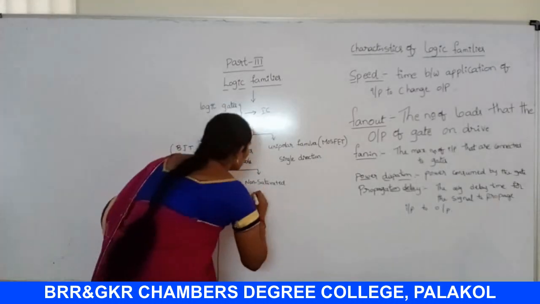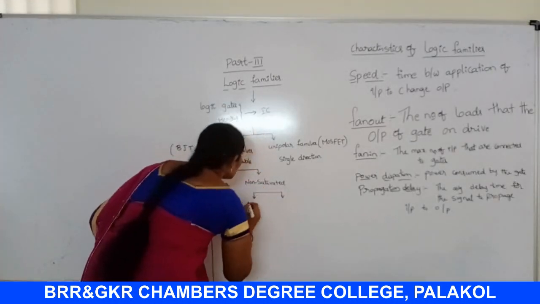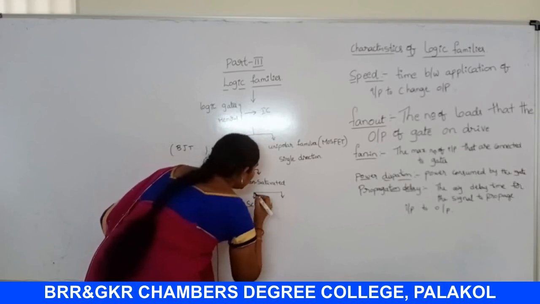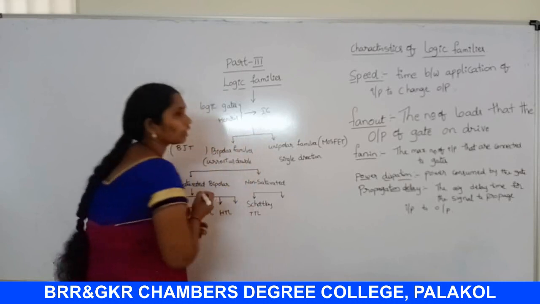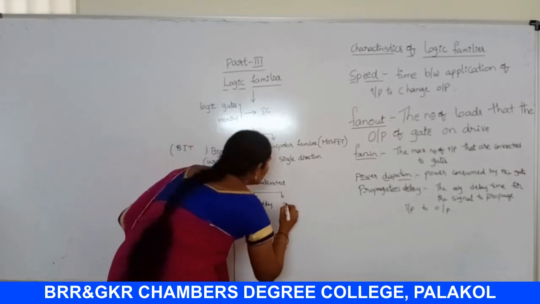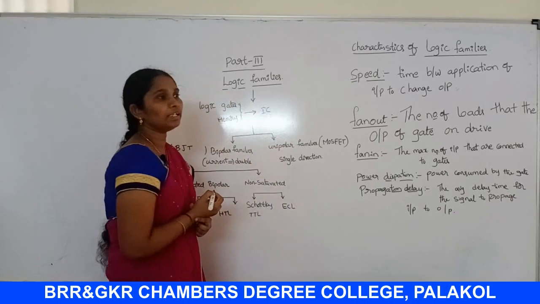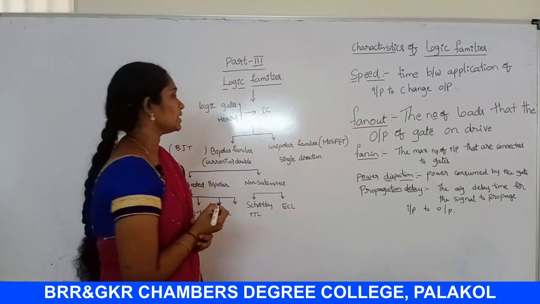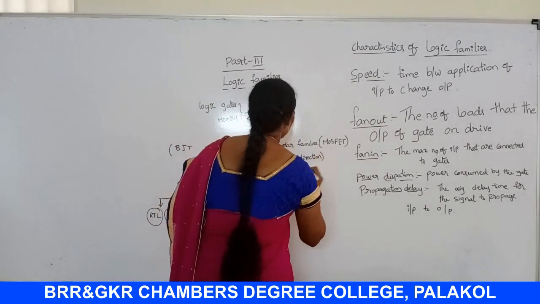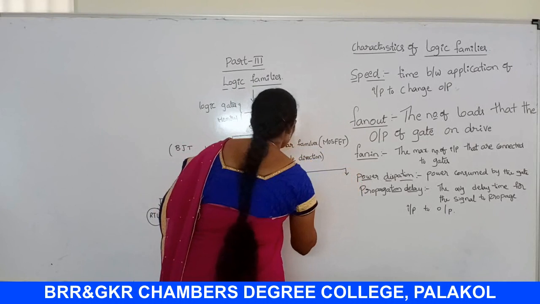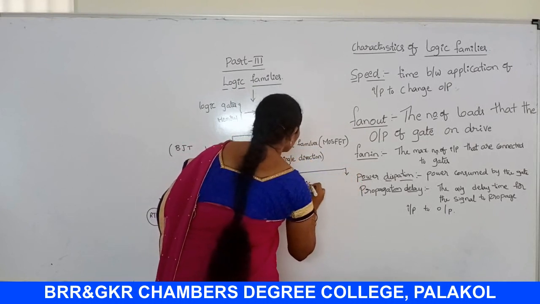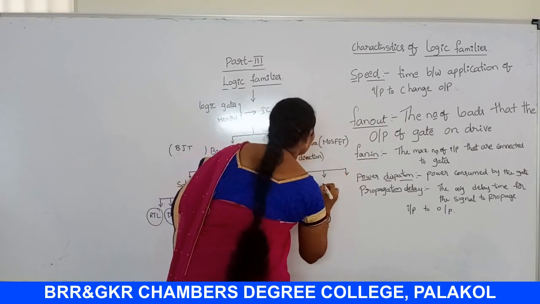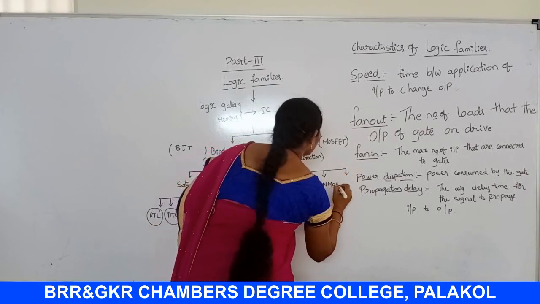non-saturated logic families. Those are the Schottky TTL. Okay, and the next one is the ECL. ECL is nothing but emitter coupled logic. The next one is the unipolar families. The unipolar families are again classified into PMOS, NMOS and CMOS.